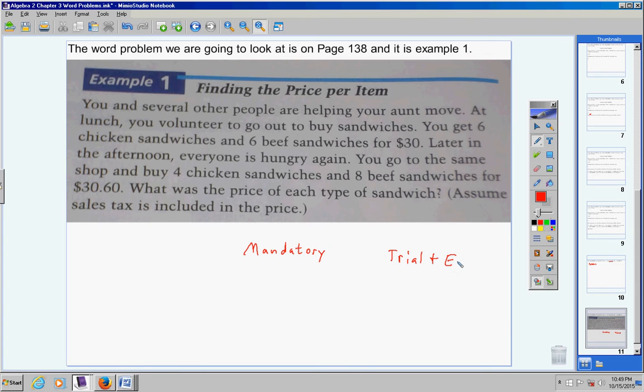My reason is trial and error works when you have problems that come out to exact whole numbers. However, when you have problems that don't come out to whole numbers, trial and error is not going to give you a very exact answer, but using linear systems will. Alright, now, here we go. Let's read this carefully and really take our time on this problem.